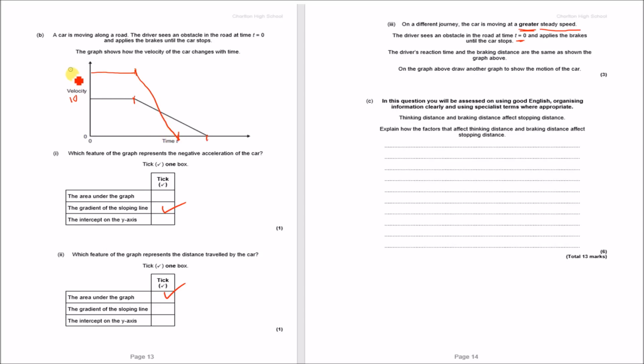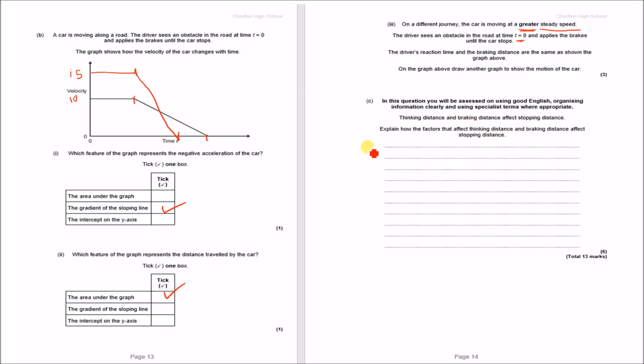So if they're going 15 meters per second when they press the brakes, in order to cover the same amount of distance, they'd have to stop faster. Okay, so that's a bit of a tough question. You really have to think that one through. The next question says, thinking distance and braking distance affect stopping distance. Explain how the factors that affect thinking distance and braking distance affect stopping distance.